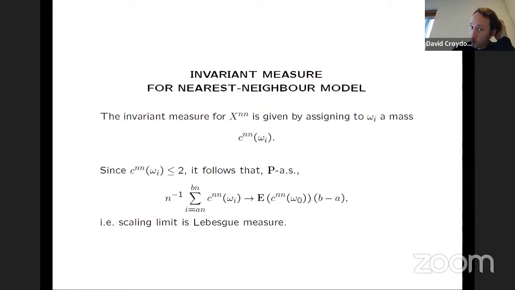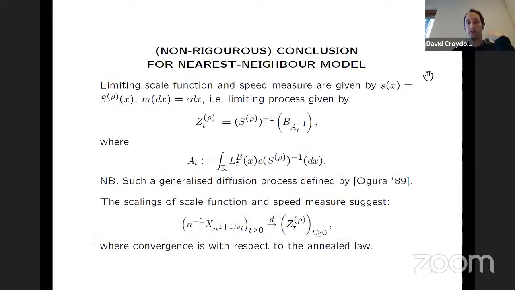Okay, so we now have a guess for what our limiting process should be. In particular, we guess that we should be looking at a diffusion with a scale function given by some subordinator, and a speed measure given by, maybe, a constant multiple of Lebesgue measure. And it turns out that such a process exists. In the most classical works, we're typically thinking of the scale function and the speed measure as being smooth functions, but it turns out that we don't really need these restrictions. There are generalized versions of one-dimensional diffusions studied by various authors, in particular Ogura in the late 80s, who has a paper where he gives a framework for constructing such a process, I should say.